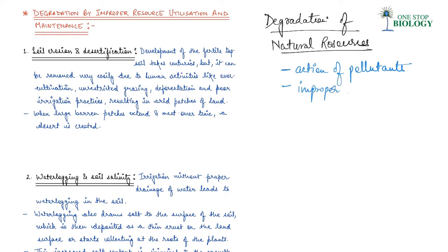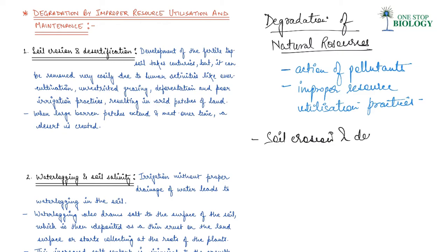Improper resource utilization practices. So we'll see various factors. Now, the first degradation of natural resources that occurs is soil erosion and desertification. So we'll see what exactly soil erosion and desertification mean.